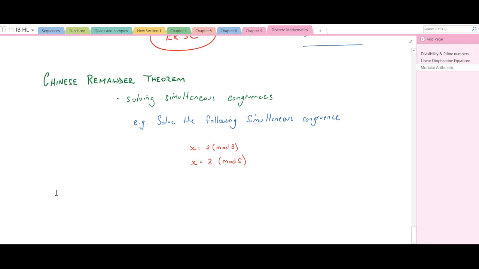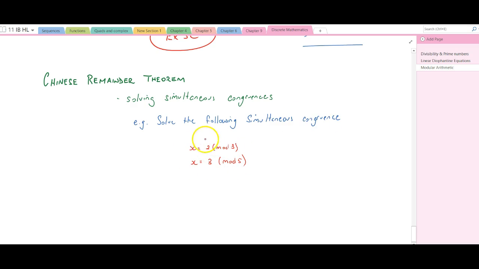Okay, section 4 of 5, and in this particular lesson we're going to look at the Chinese remainder theorem and how it enables us to solve simultaneous congruences. Now, I've written up an example here. Solve the following simultaneous congruence.